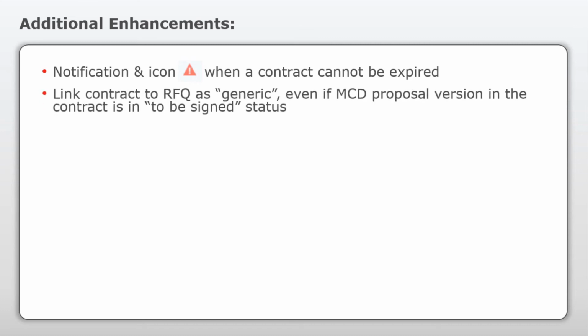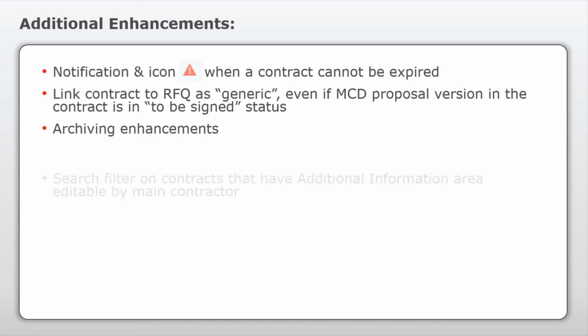We've now allowed for the ability to link a contract to an RFQ as generic, even if the MCD proposal version in the contract is in to be signed status. We've improved some processes for archiving contracts, including automatic closure of open discussions that may be preventing the contract from being archived. We also now consider the termination date of contracts for archival rather than the original end date of the contract.